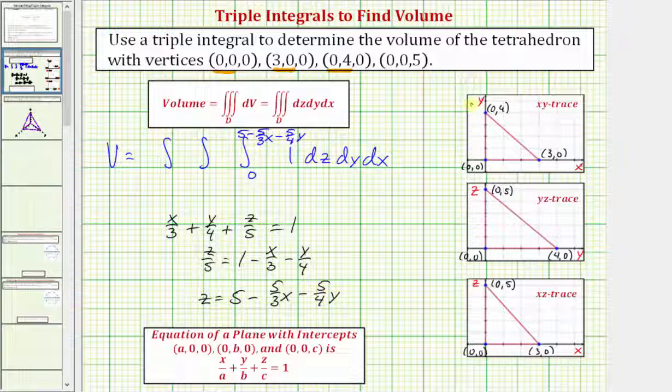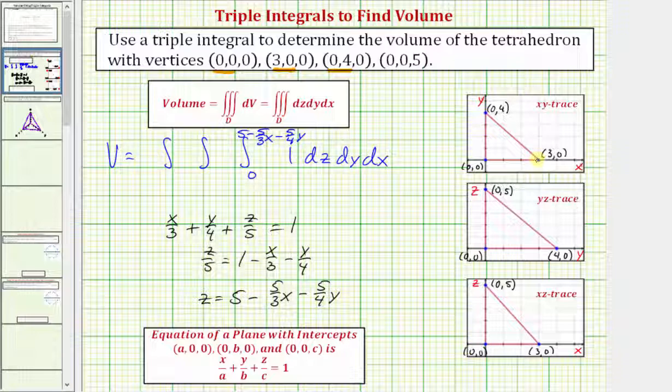We're going to need the equation of the line that contains this side of the triangle. There's 2 ways of doing this. We could set z equal to 0 and solve this equation for y, which would take some work. It's much easier to recognize that the vertical intercept is 4, and the slope would be down 4, right 3, so the slope is negative 4/3.